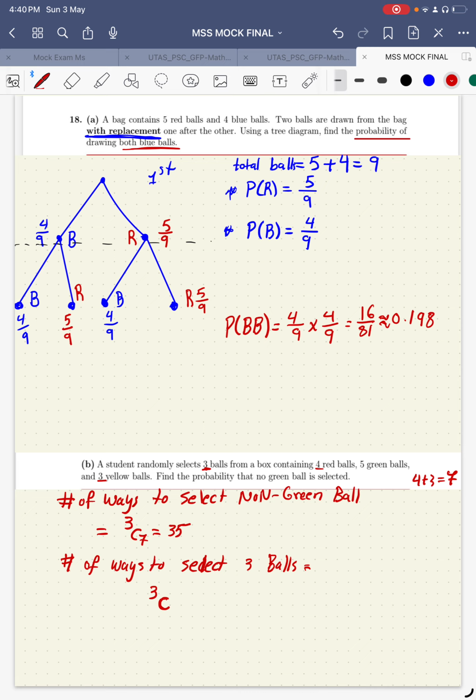I have 12 balls in total. If I use the calculator again, I get 220 ways to select the balls. So the probability of choosing three balls that are non-green is the number of ways to select non-green balls, which is 35, divided by the total ways of choosing three balls, which is 220. Using the calculator, that gives approximately 0.159. So that's part B.